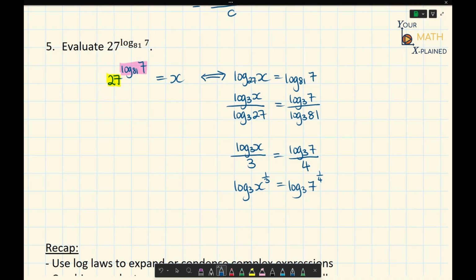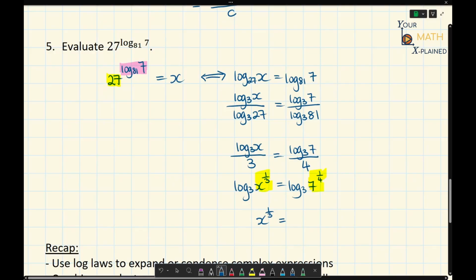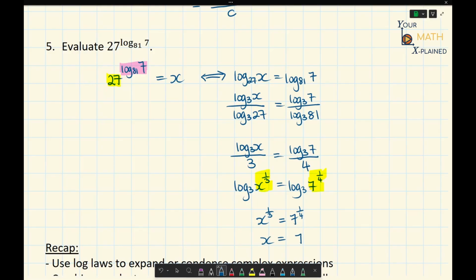And since both sides are now log base 3, we can just compare the input. So that means we can just compare what's inside the function, which is x to the power of 1 over 3 on the left-hand side and 7 to the power of 1 over 4 on the right-hand side. So that means we set them equal to each other and then find our x. So we end up with x is equal to 7 to the power of 3 over 4.